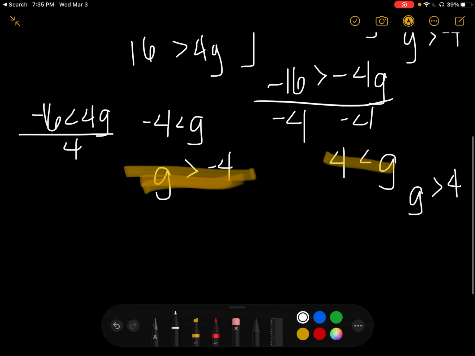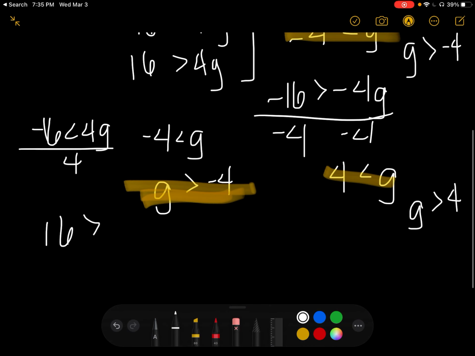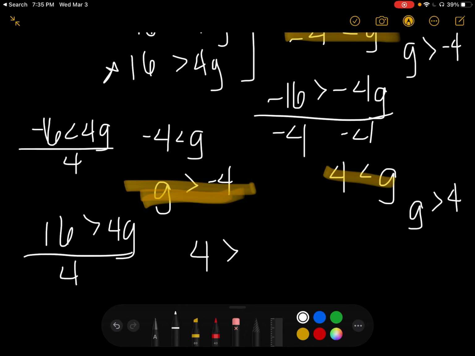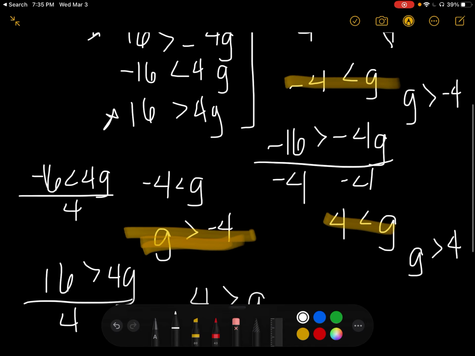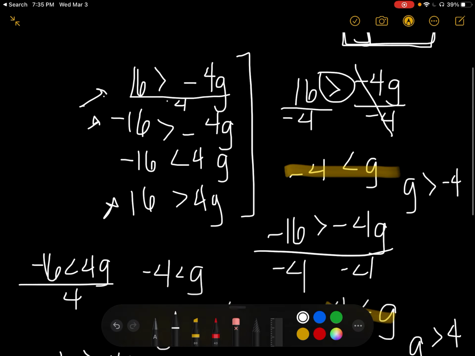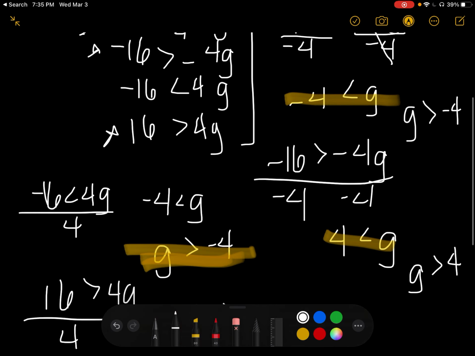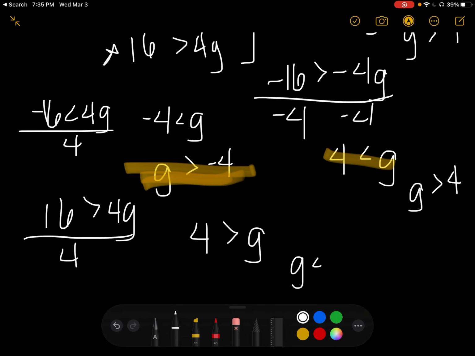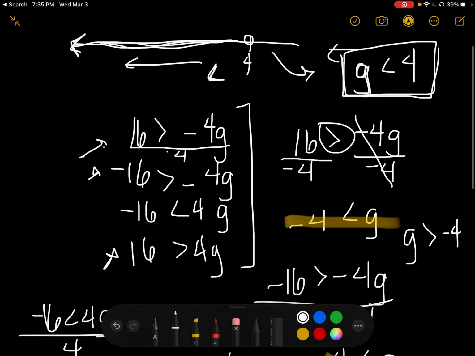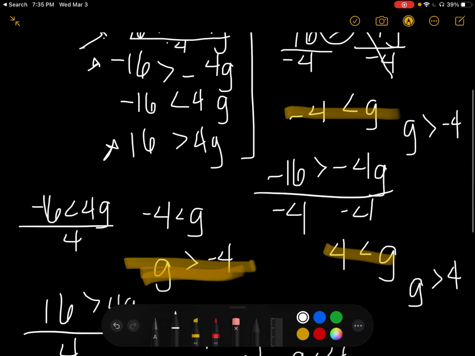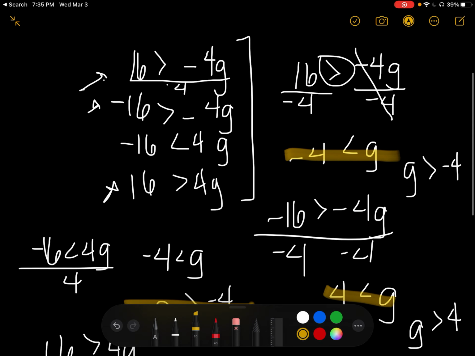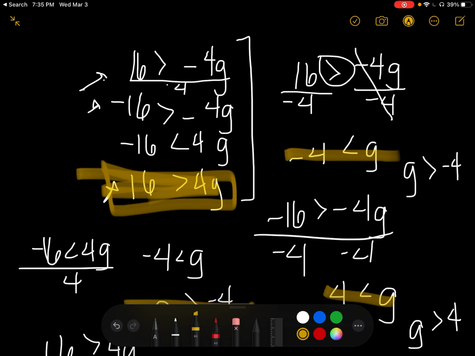So if I go to this last one here and it says 16 is greater than 4g, which is this one right here, I'll divide by 4. So 16 divided by 4 is 4, and this is greater than g, which would give us g less than 4, which is this one. Does that make sense? I feel like that was a little confusing. If that wasn't a good explanation, let me know if you need another example.